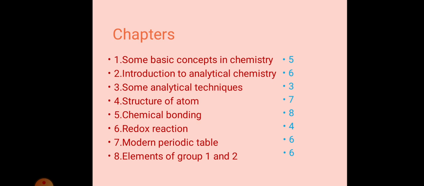It carries 5 marks. Then the second chapter is introduction to analytical chemistry. Now analytical chemistry is the branch of chemistry which deals with the study of separation, identification, qualitative and quantitative determination of the composition of different substances. So all the substances, their qualitative analysis, is to be studied in analytical chemistry.